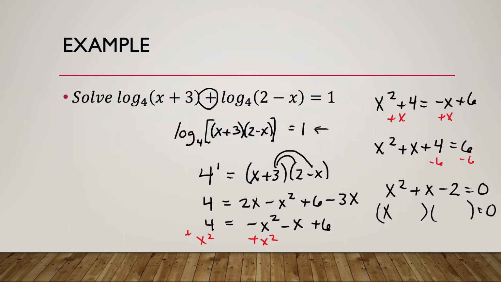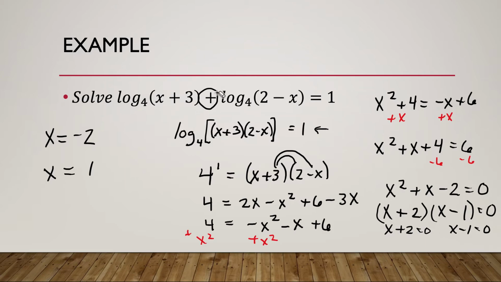So x squared would have to be x and x. 2 would have to be 2 and 1. In order to get a positive x in the middle, I would need my larger term to be positive. And then we're going to set both of these equal to 0. So x plus 2 is equal to 0, and x minus 1 is equal to 0. And so when I solve, I get x is equal to negative 2, and I get x is equal to 1.